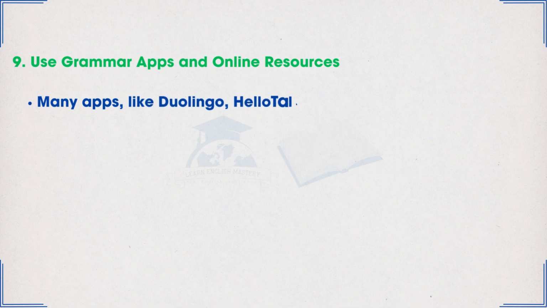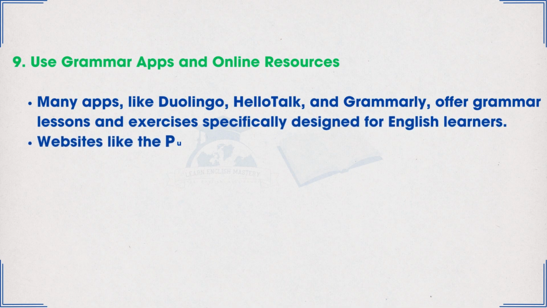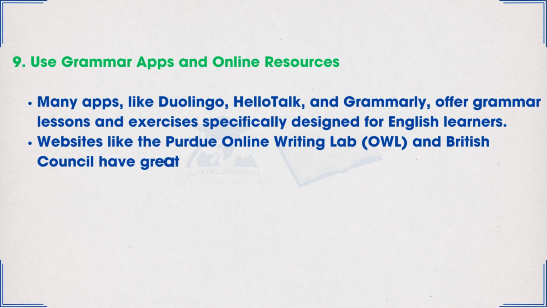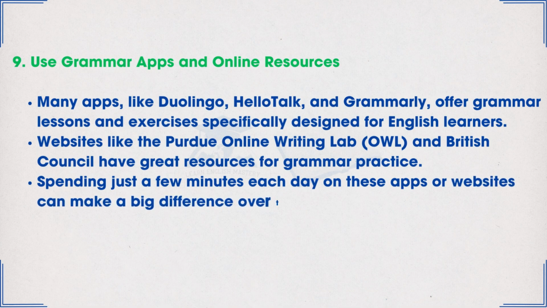9. Use grammar apps and online resources. Many apps like Duolingo, HelloTalk, and Grammarly offer grammar lessons and exercises specifically designed for English learners. Websites like the Purdue Online Writing Lab, OWL, and British Council have great resources for grammar practice. Spending just a few minutes each day on these apps or websites can make a big difference over time.